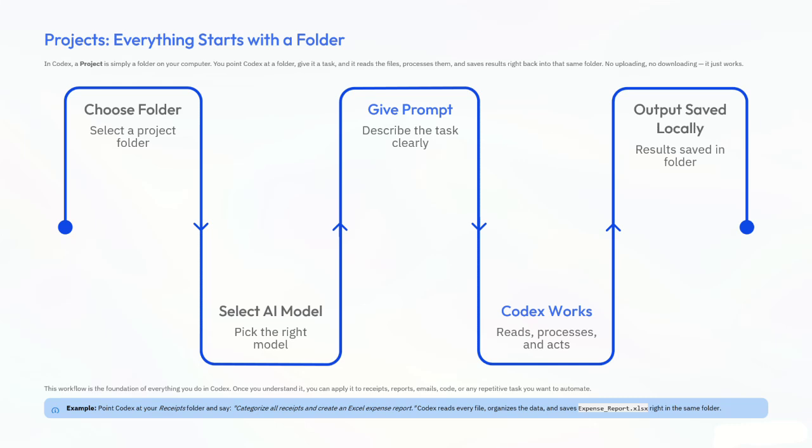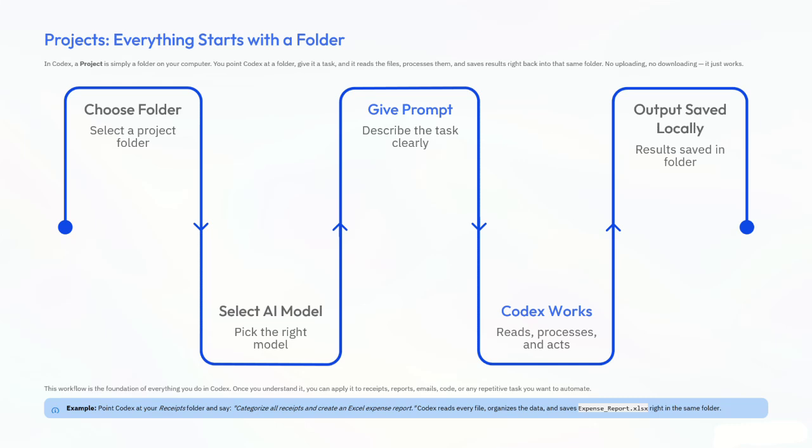In Codex, a project is simply a folder on your computer. Instead of uploading files everywhere, you simply have to choose the folder. Then Codex reads everything inside the folder, performs the required task, and saves the results back into the same location. So I can say the workflow is very straightforward. First, select the AI model, then choose your project folder, then write your prompt, then Codex processes all the files that you have given. Finally, it saves the output. For example, imagine you have a folder containing hundreds of receipt PDFs.